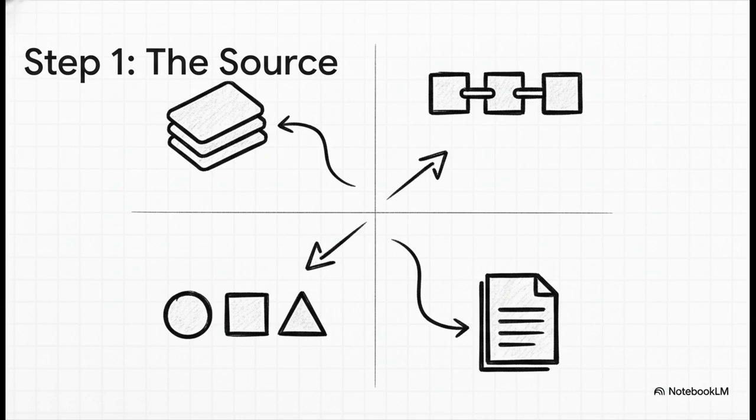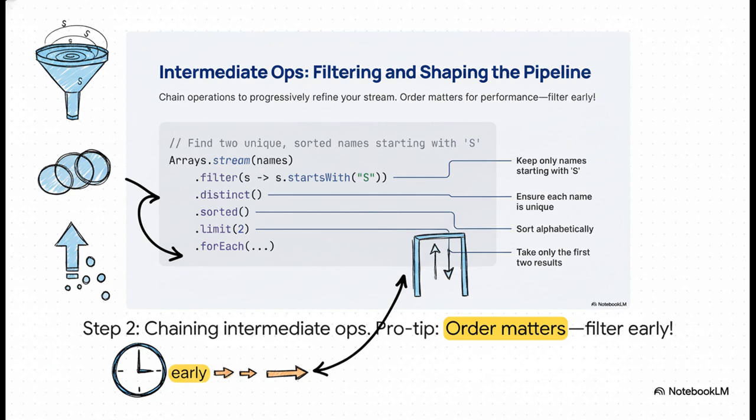But honestly, 90% of the time, you're just going to call .stream on a collection you already have. Okay, once you've got your source, you start chaining on your intermediate operations. And you can see how each step refines the data. First, we filter it down, then we find the distinct elements, and then we sort them.